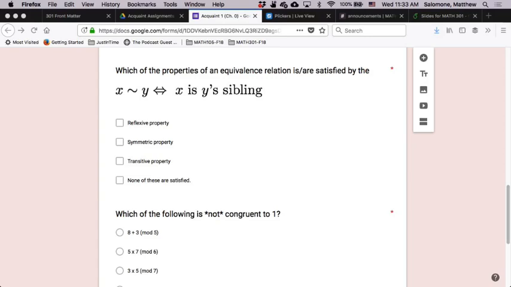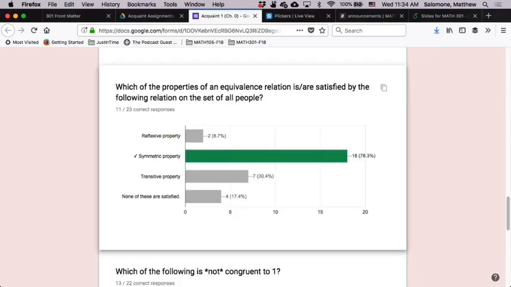So which of these three properties that an equivalence relation must satisfy all three of, which of them are satisfied by this relation? There was considerable agreement that the symmetric property was satisfied by the sibling relation. Now, why is that? Why did people say that this relation satisfies the symmetric property? What is the symmetric property?